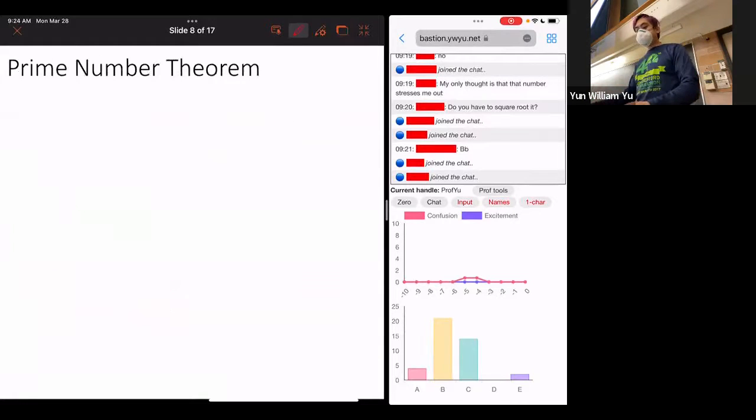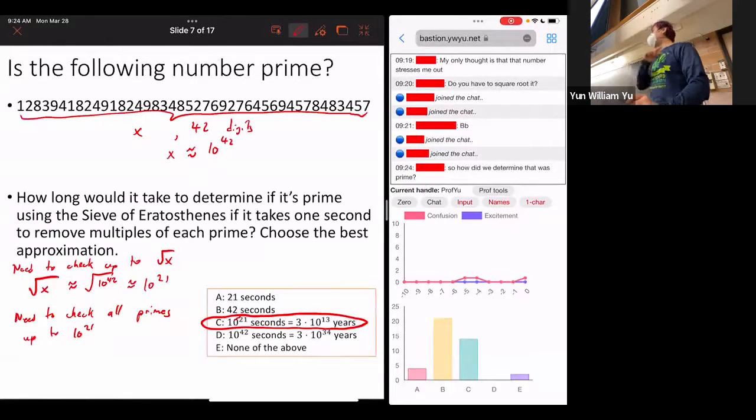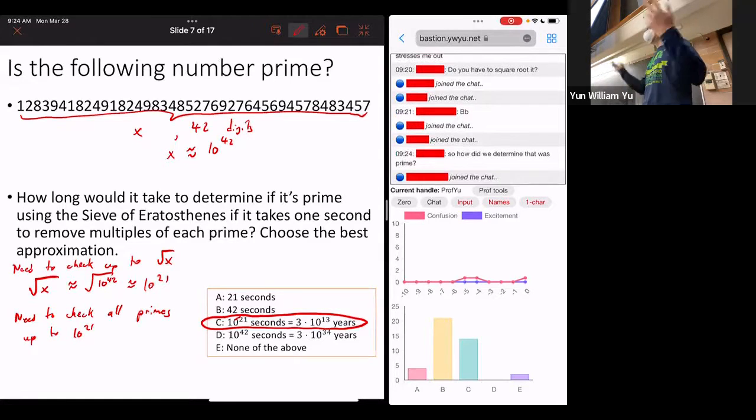Okay. Luckily, we have a lot of theorems surrounding it, and there are other methods that you can theoretically use to check if something's prime. So how did we determine that that was prime? Oh, for the record, this number is not prime. But the point of today's lecture is that there are ways of proving that a number is prime or not prime that don't involve checking everything.